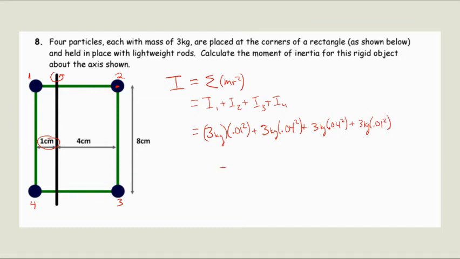And when I add those together, I end up getting that my moment of inertia, or rotational inertia, for this system is 0.0102 kilograms times meters squared.